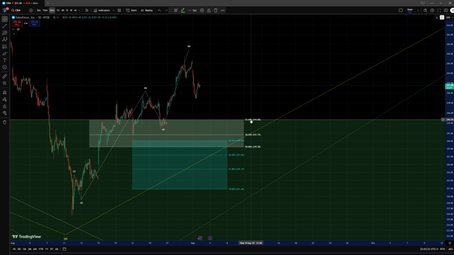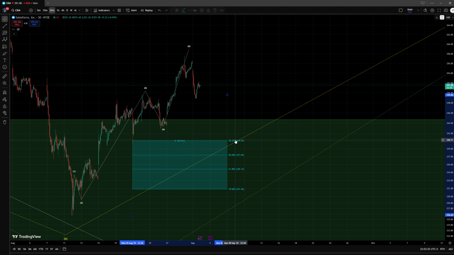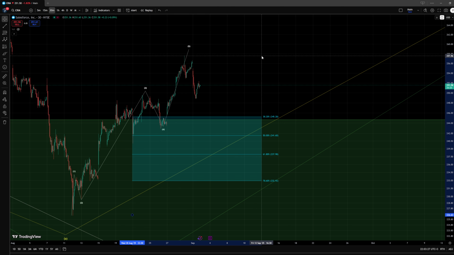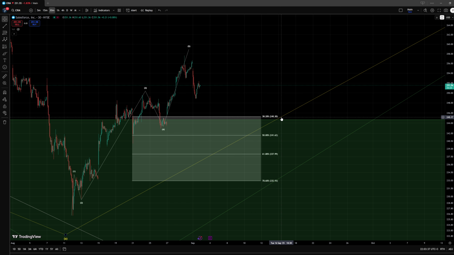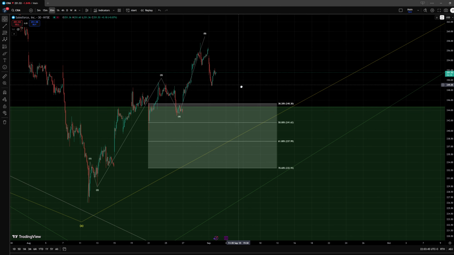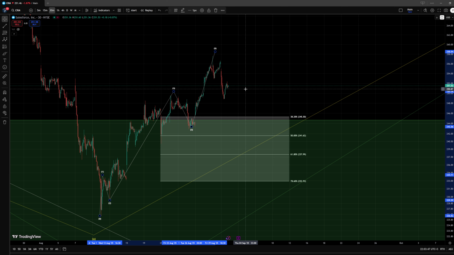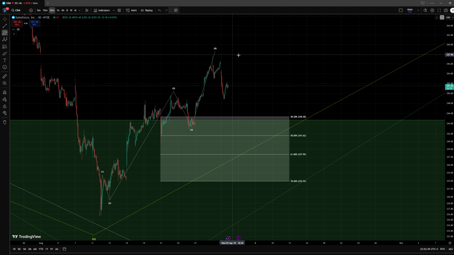But instead, what I would focus on for a possible trade, if you are interested, would be this idea of a larger 1-2 or AB, it doesn't really matter. And then we would be looking for support in the area between the $245 level down to the $233 at the 78.6% retracement. With that said, there isn't much to add right now.